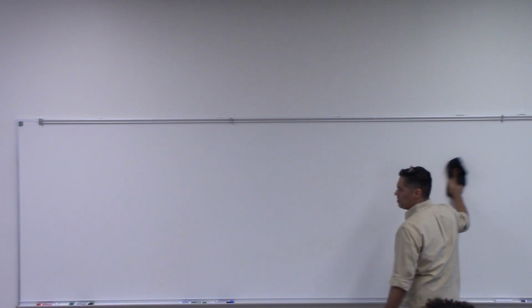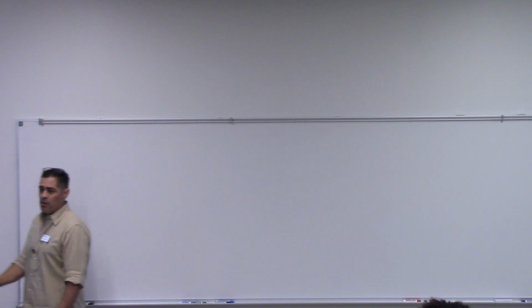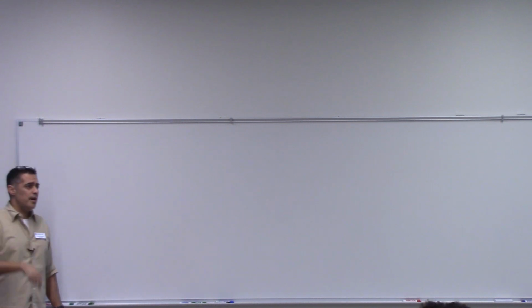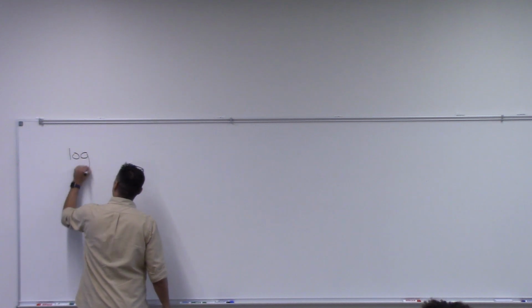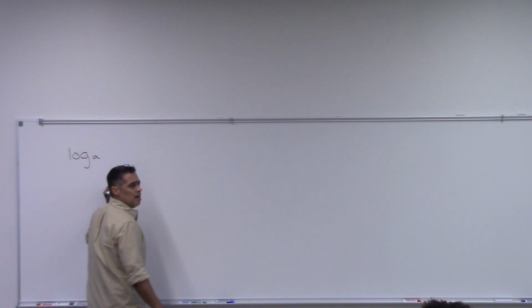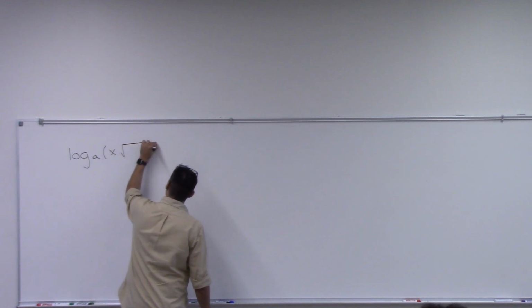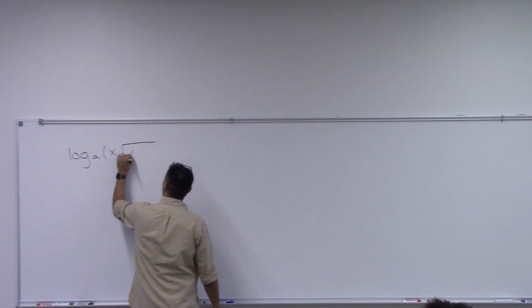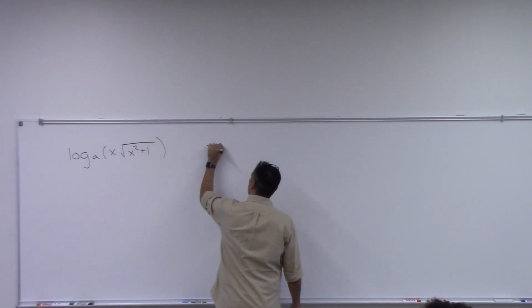All right, how many properties did I give you? Is that 6? Okay, 6 properties, and I numbered them 1 through 6, right? You've got them all there? Okay, I'm going to write this down. I have log base a of parentheses x times the square root of x squared plus 1. And they're telling us that x is greater than or equal to 0.